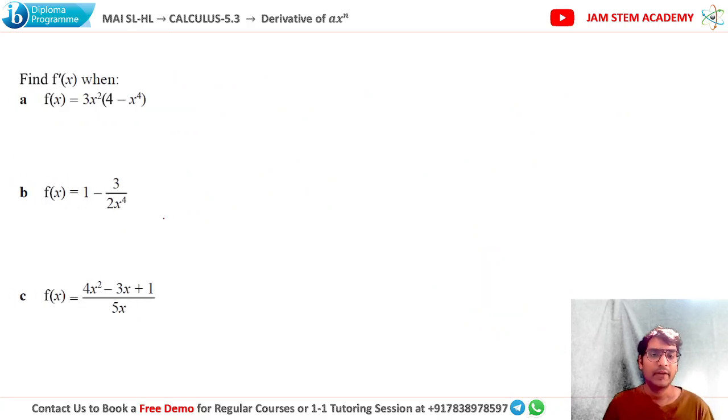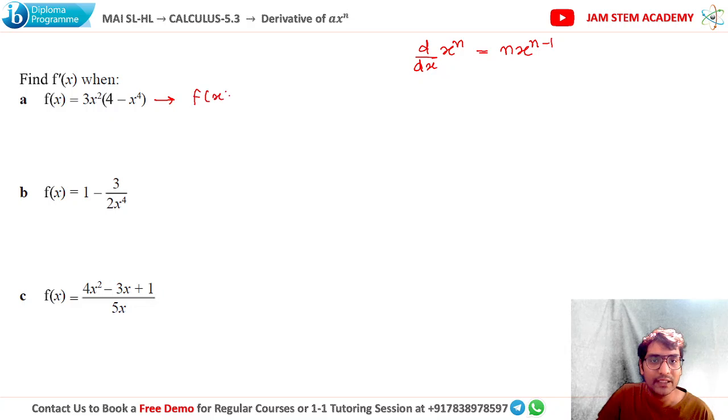Next, here we have to find the derivatives for the following functions. f(x) is equal to 3x squared times (4 minus x to the power 4). In this case, you cannot differentiate 3x squared separately and this separately. As I said in the beginning, the linear property says if they are separated by plus or minus, then only you can distribute that derivative sign, but not in this case. So for these types of problems, first you need to simplify your expression, because you can differentiate x raised to the power n, which is n times x raised to the n minus 1, but not a multiplication. So first let's simplify this expression.